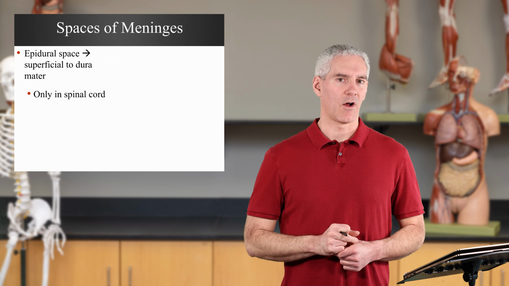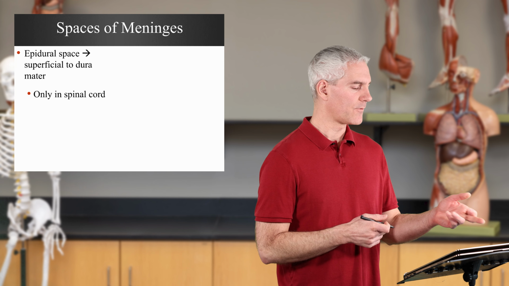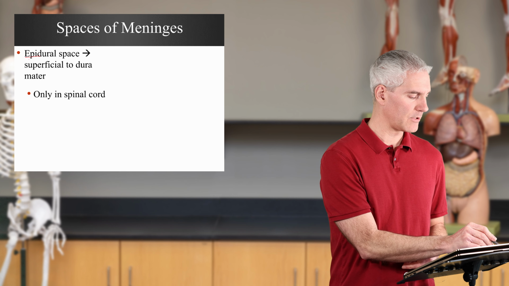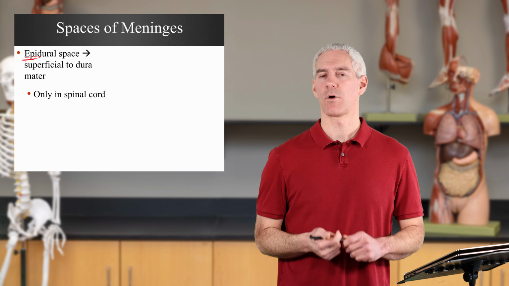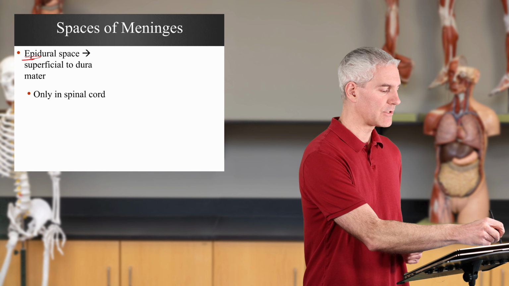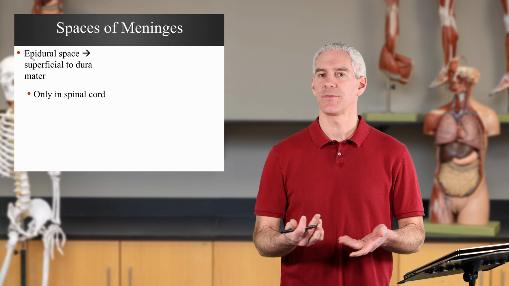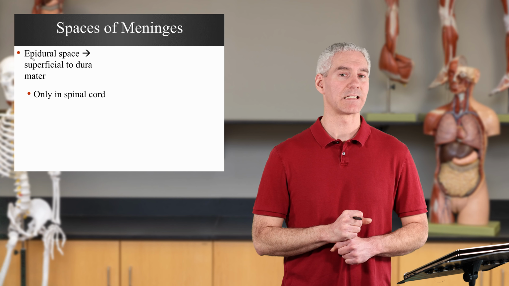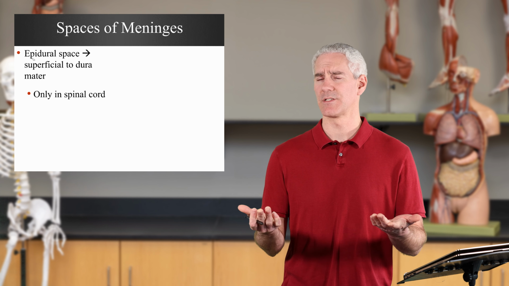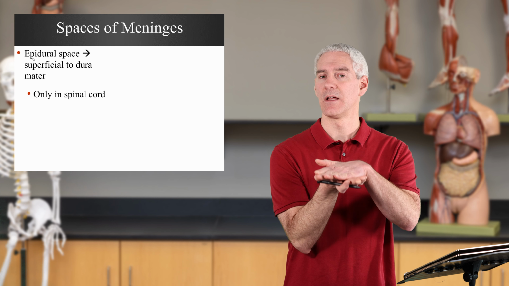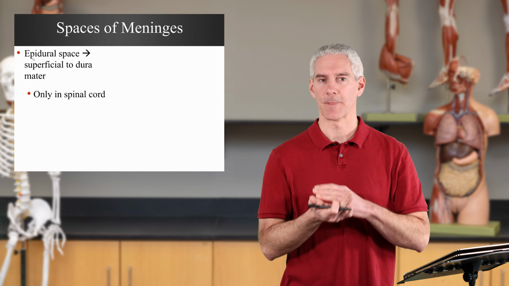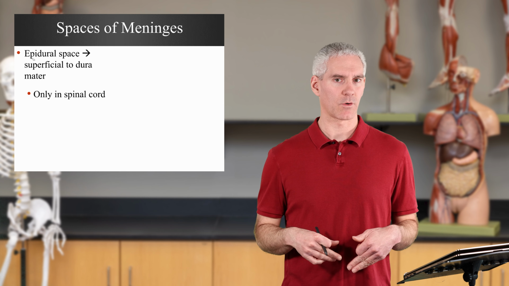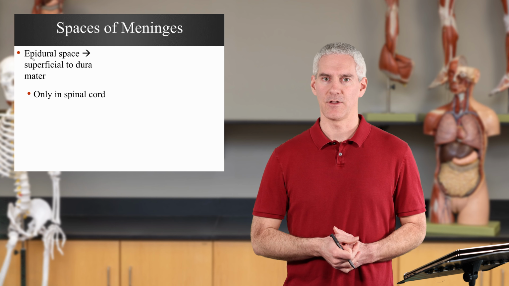Now, between all this, we have these spaces. First one is the epidural space. Well, the prefix epi means above or on top of. So the epidural space is above the dura mater. This is going to be found only in the spinal cord because the dura mater is right close to the actual cranium in the brain. So right to the skull there. So this epidural space is in the spinal cord only, and it's usually fat-filled in the spinal cord.